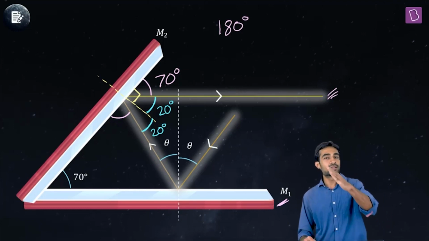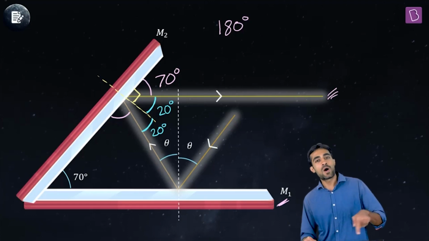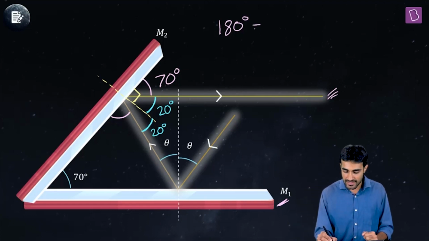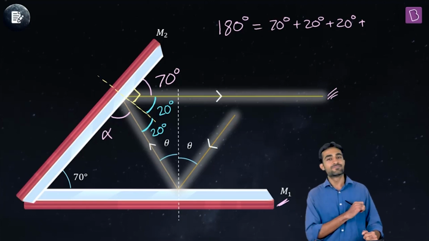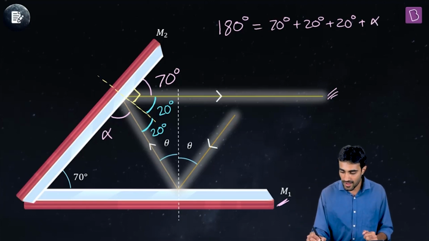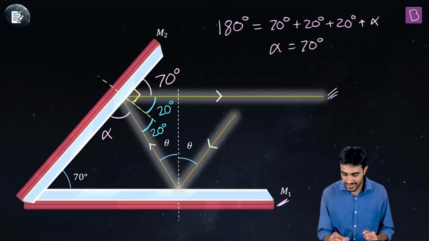So total angle on this plane mirror is 180 degree. And this is equal to 70 degree plus 20 degree plus 20 degree plus this required angle alpha. So I will add alpha. So from this we get alpha is equal to 70 degree.